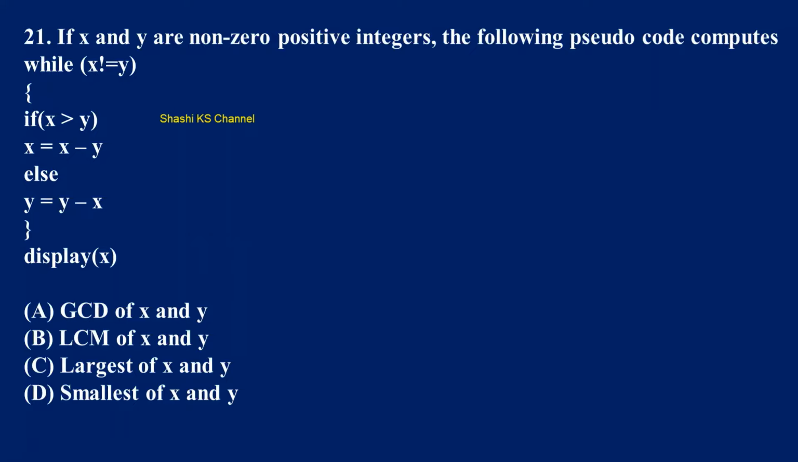So x will not contain the largest or smallest of x and y, because it keeps on subtracting x minus y or y minus x. This is the standard pseudocode to compute the GCD of two numbers. The GCD of two numbers x and y is nothing but the largest number that divides both x and y. So the right answer would be the GCD of x and y.